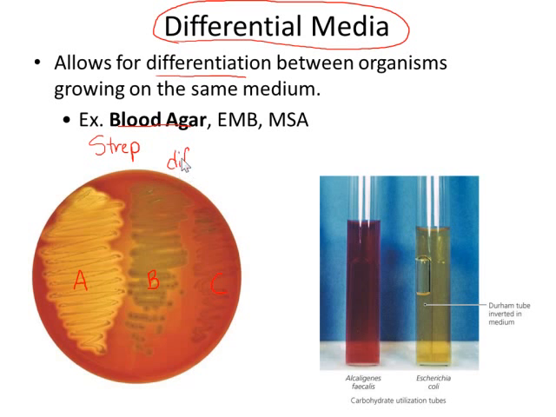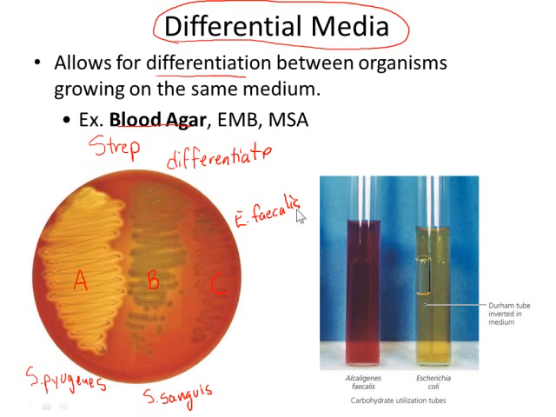Therefore, I can differentiate among the different bacteria by simply characterizing their growth. I know A is going to be Streptococcus pyogenes. You're going to learn that in lab as well. I know B is probably something like Strep sanguis. I know C is something like Enterococcus faecalis.